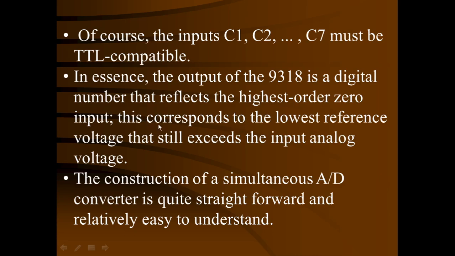In essence, the output of the 9318 is a digital number that reflects the highest order 0 input. This corresponds to the lowest reference voltage that still exceeds the input analog voltage. So this IC is a highest order 0 input encoder. It is going to be encoding the lowest reference voltage which is going to be greater than the analog input voltage that is going to be encoded. The construction of a simultaneous A to D converter is quite straightforward and relatively easy to understand.